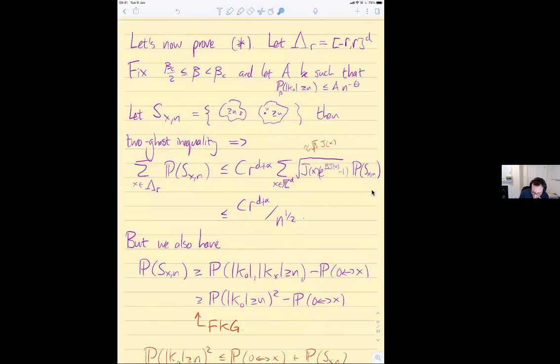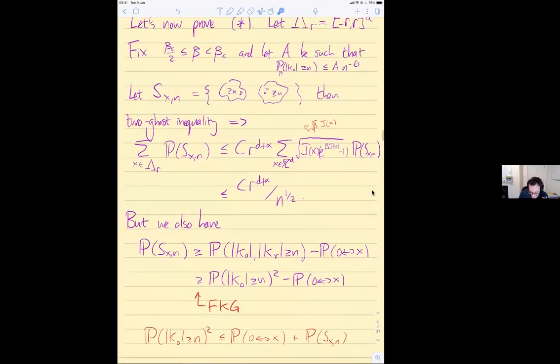And let's assume that this bound holds, and again, we want to deduce that the stronger form of the same bound holds. So for each vertex x and n, let's define S_{x,n} to be this event that I get some control of from the two-ghost inequality, that the origin and x are both in large, distinct clusters. In particular, the two-ghost inequality gave us a bound over this sum with these j of x prefactors.